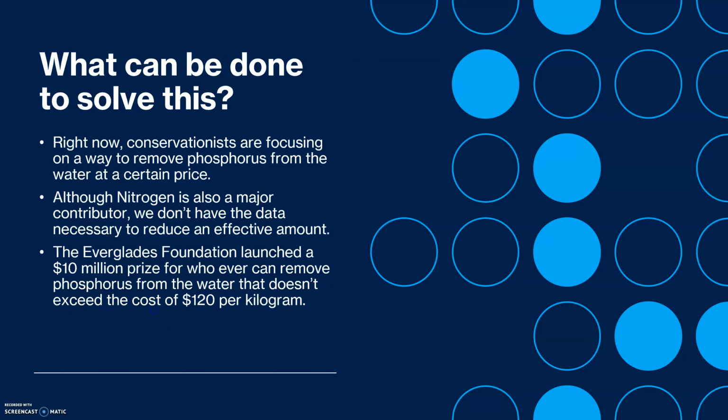So what's being done to help solve this? Right now, conservationists are focusing on a way to remove phosphorus from the water at a certain price. Although nitrogen is the second main component of an algae bloom, we don't have the necessary data to reduce an effective amount. So with this, the Everglades Foundation launched a $10 million prize to whoever could remove phosphorus from the water at a price that doesn't exceed $120 per kilogram.